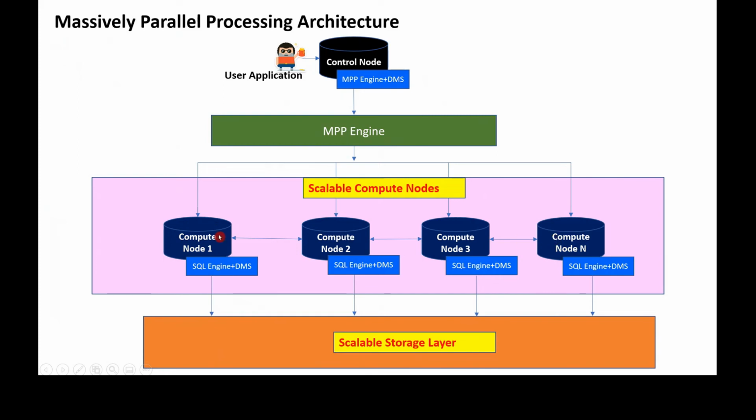A compute node consists of the SQL engine plus DMS. The SQL engine is for query processing, and DMS is to move the data across the nodes. When the compute node receives the command from the MPP engine, first it reads the data from the storage layer. Let's say it has to process something on the employee table. Then the compute node will first read the data from the storage layer. The data is actually stored in the form of .mdp files. Once the compute node reads the data from the storage layer, it will split the data into 60 partitions.